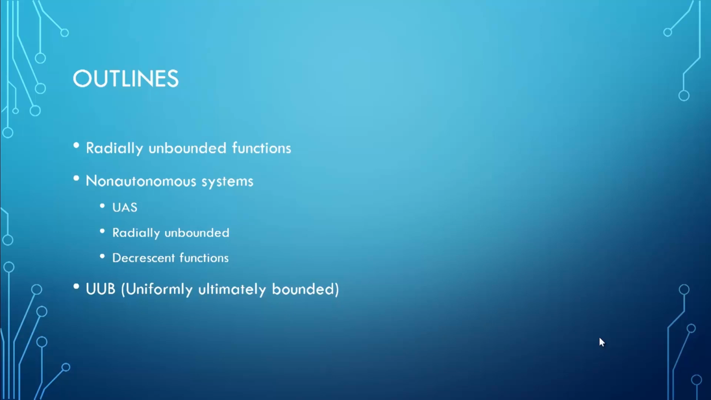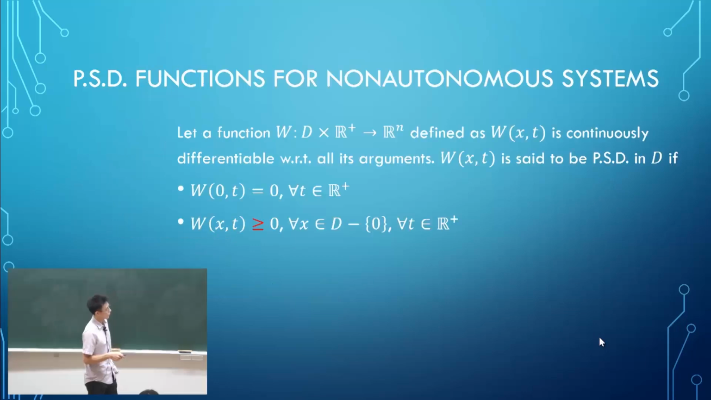Today's online session will be a review of the material we covered in the previous week. Then we will go on to discuss stability for non-autonomous systems and some stability properties, like UUB. Okay, we'll discuss that later. We covered this in the previous week.